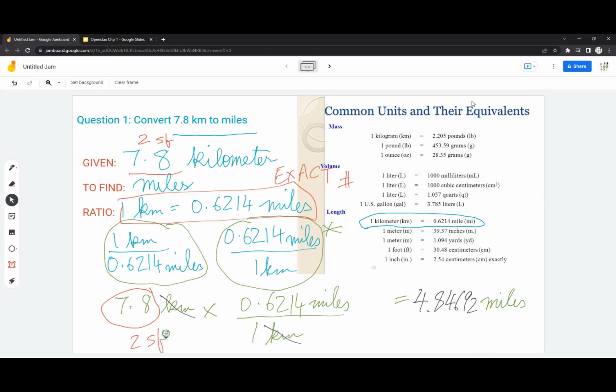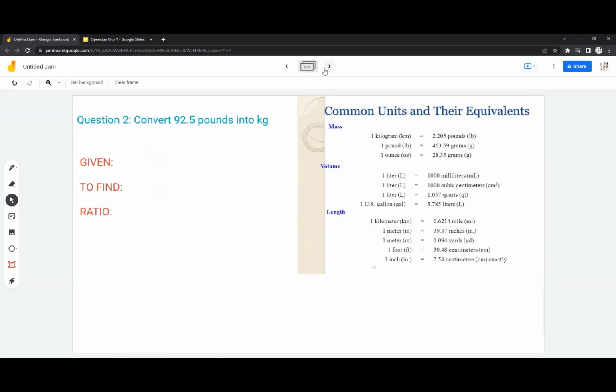So let's look at our final answer. It's 4.8. Go ahead and look at the number right next to it. It's 4. Since 4 is less than 5, we will not round up. So our final answer is going to be 4.8 miles. So this is how you solve this problem. Let's go ahead and look at the next problem, which is very similar.